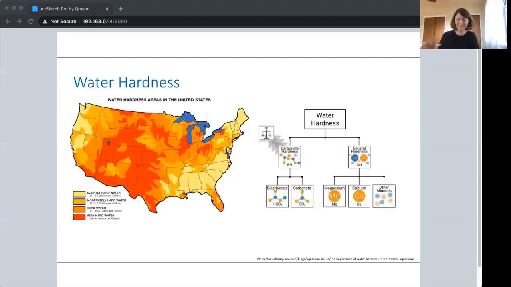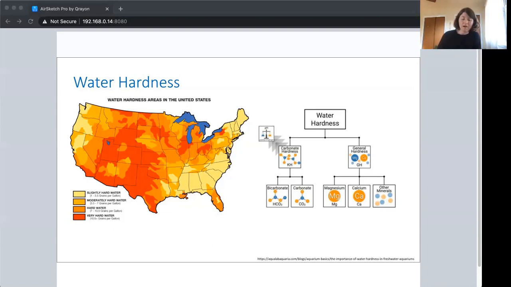I will try. Okay, so let's start off with water hardness and thinking about how hard waters are distributed in the US. In this map here, the more orange or red the color, the harder the water in that region. So we see the western half of Oklahoma has a higher prevalence of hard waters.